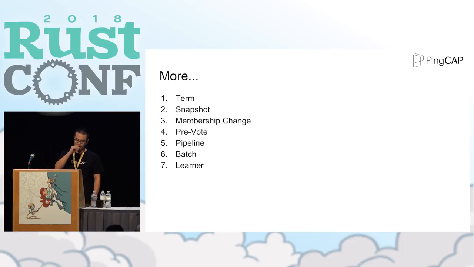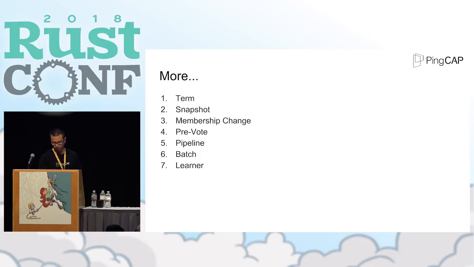And of course, you need to do many optimizations for Raft to use it in production. Like using pipeline and batch to speed up the network transportation, and using learner to make the membership change more stable. And luckily, the optimizations I listed above have all been supported in our Raft library.